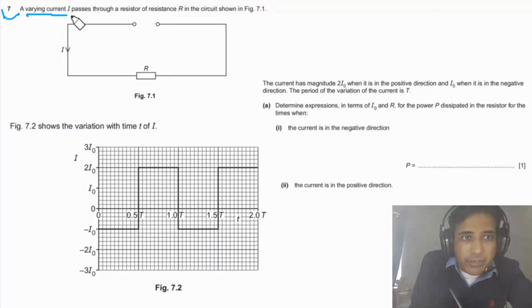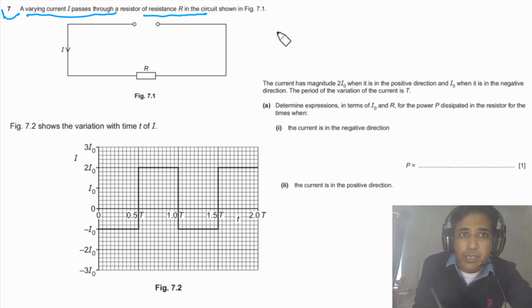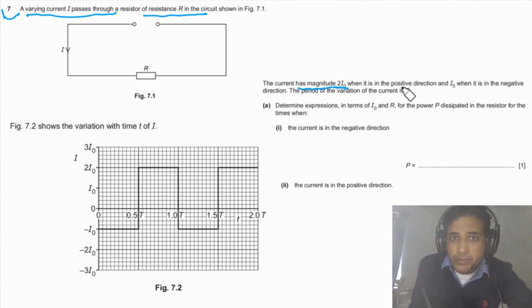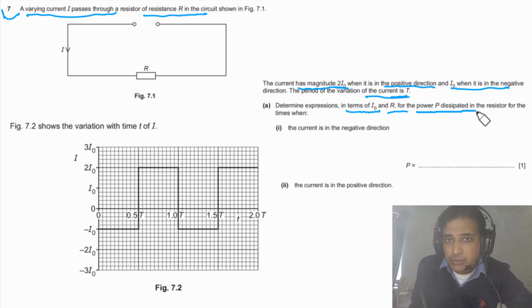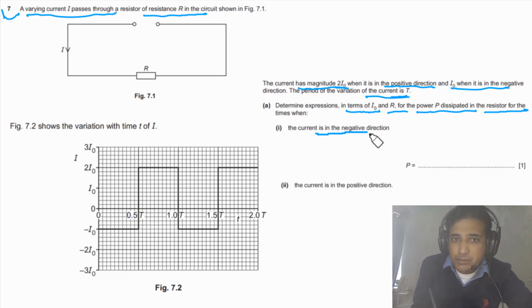Question 7 says, a varying current I passes through a resistor of resistance capital R in the circuit as shown in figure 7.1. The current has magnitude 2I0 when it is in the positive direction and I0 when it is in the negative direction. The period of variation of current is capital T. Determine the expression in terms of I0 and R for the power P dissipated in the resistor for the times when the current is in the negative direction and when the current is in the positive direction.